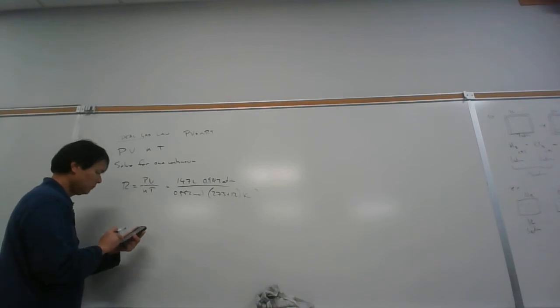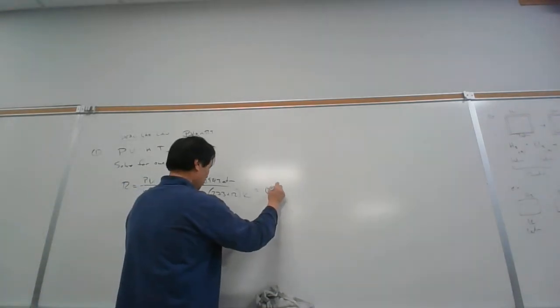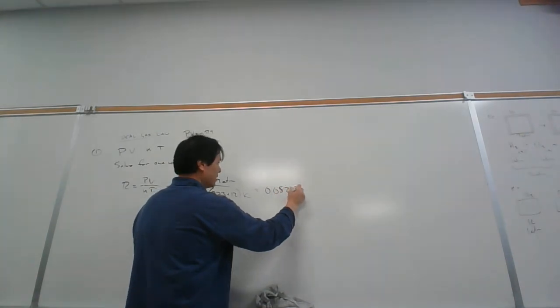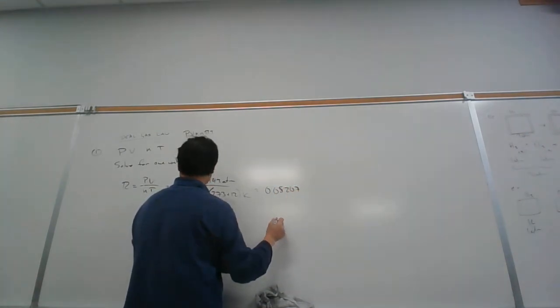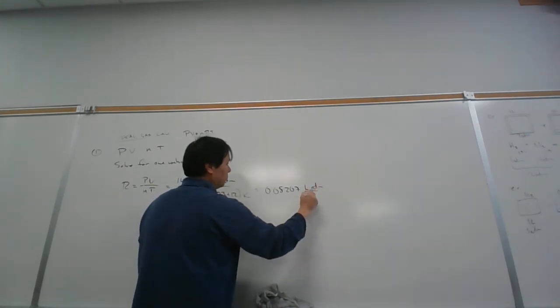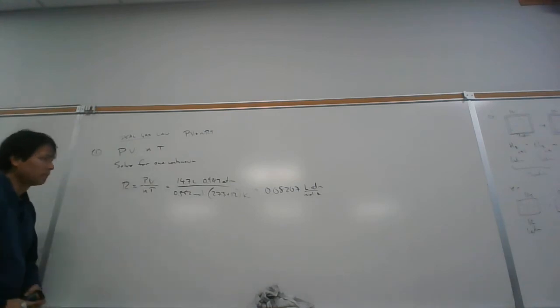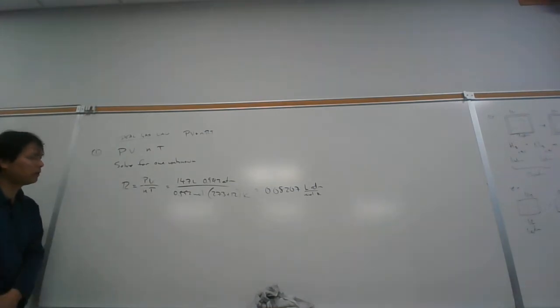So 14.7 times 0.942 divided by 0.592 divided by 285. We have 0.08207. Units would be liters times atmosphere divided by mole Kelvin. And so we can determine what R is.